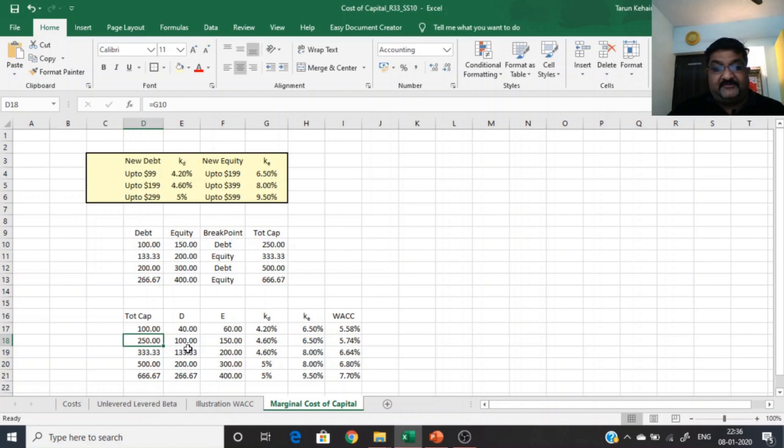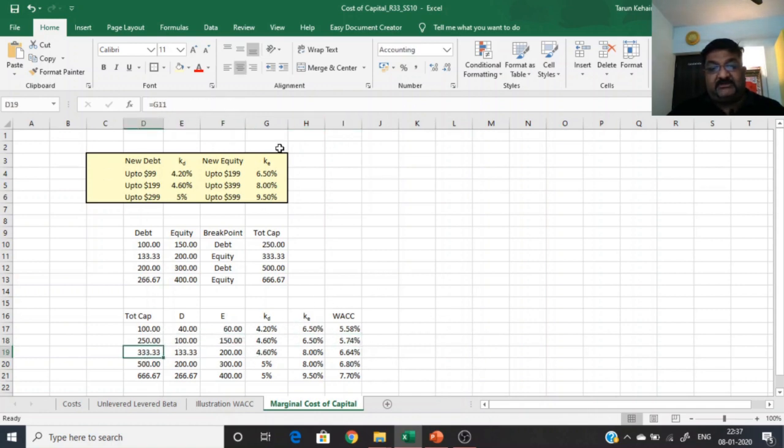When the total capital is 250 and the debt is 100 and the equity is 150, the moment the debt is 100, you have crossed your first break point, and now the cost of debt applicable to you will be 4.6%, whereas the cost of equity will remain same, leading to a higher weighted average cost of capital. This is the concept of marginal cost of capital. As your thresholds of borrowing are breached, you are incurring incremental costs of capital. So again, 100 into 4.6% plus 150 into 6.5% divided by 250 will give you your weighted average cost of capital.